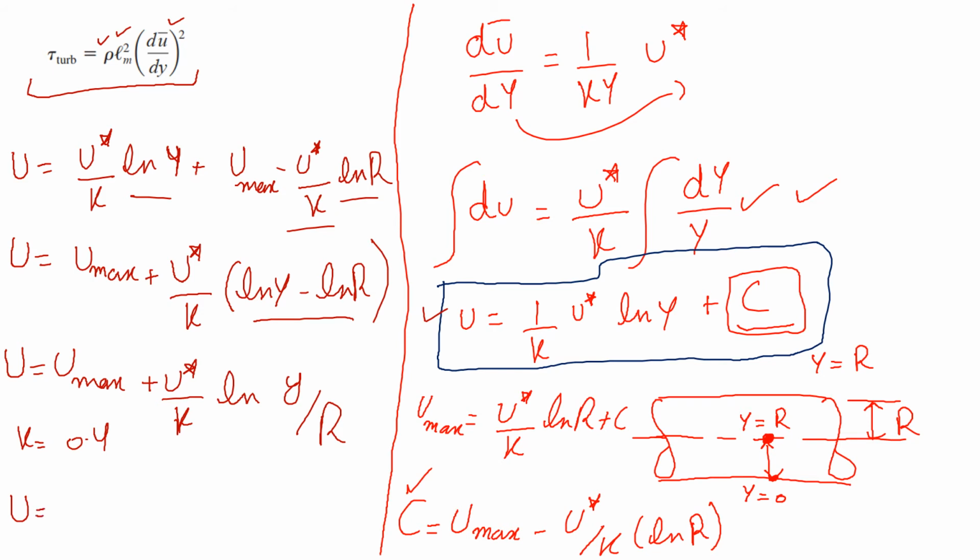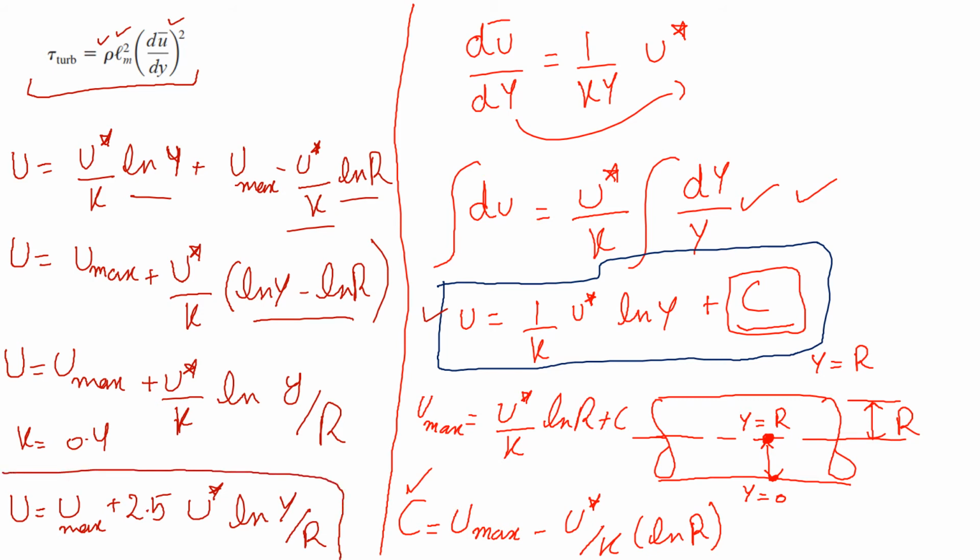So u is equal to u maximum plus 2.5 u star natural log of y over r. This is our equation for velocity distribution, and this is also called Prandtl's velocity distribution, and this will be applicable both to smooth pipes and to rough pipes.